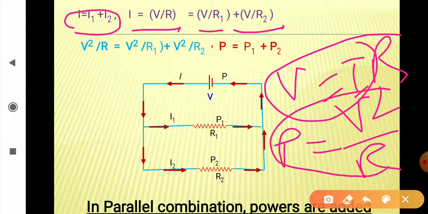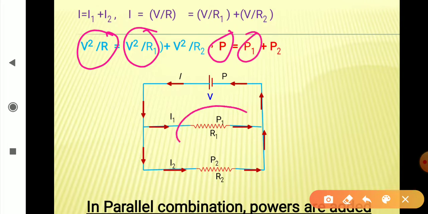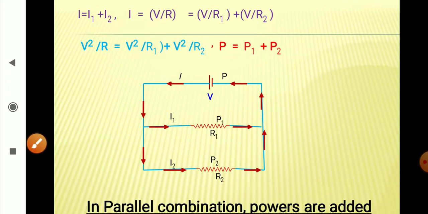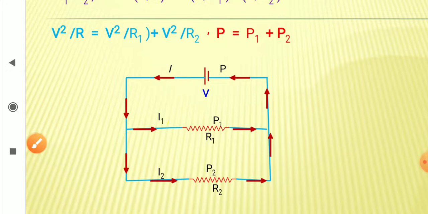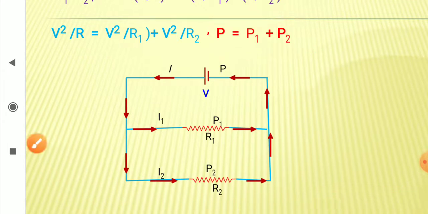So to make it power, we multiply the whole equation by V. So we will get V square upon R is equal to V square upon R1 plus V square upon R2, right? And now this term V square upon R is the total power consumed in the circuit. V square upon R1 is power of the first resistance. V square upon R2 is power of the second resistance, right? So in this way, the total power consumed in the circuit is the sum of these two powers. So powers are added in parallel combination.